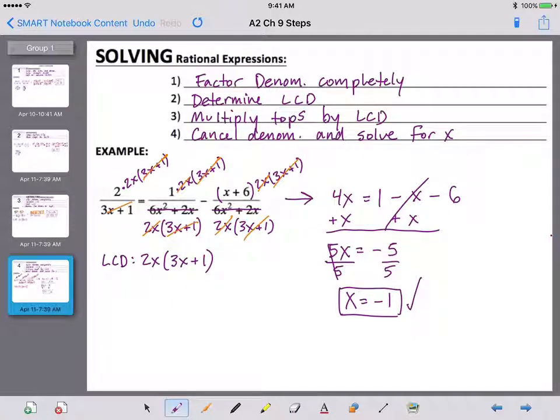All right, I hope that gave you some clarity on the different types of rational expressions that we worked with and how you can multiply, divide, add, and subtract, and then solve those rational equations.